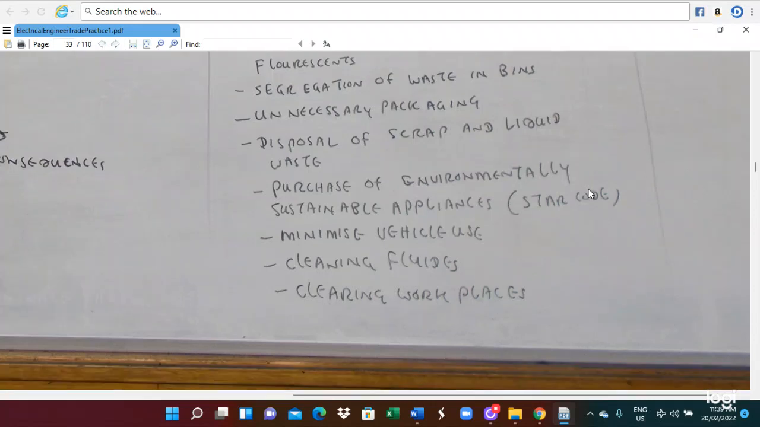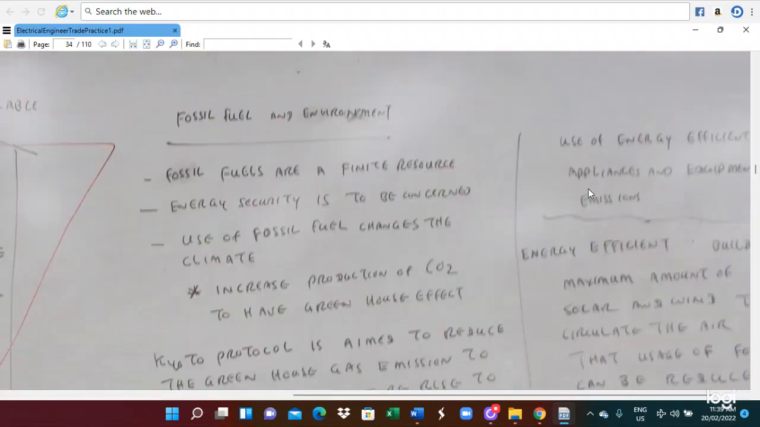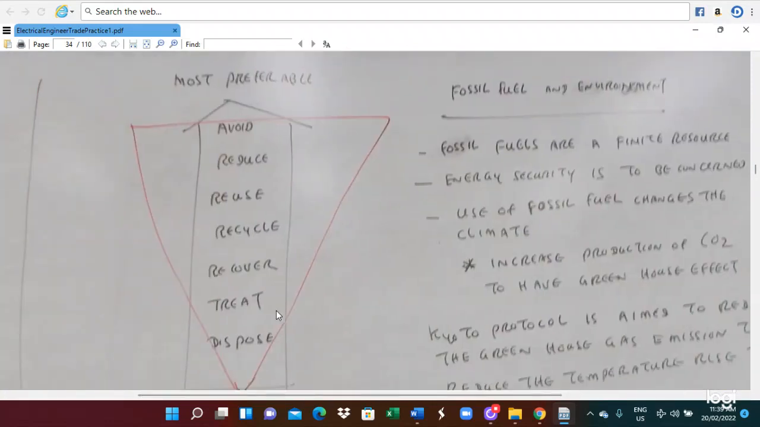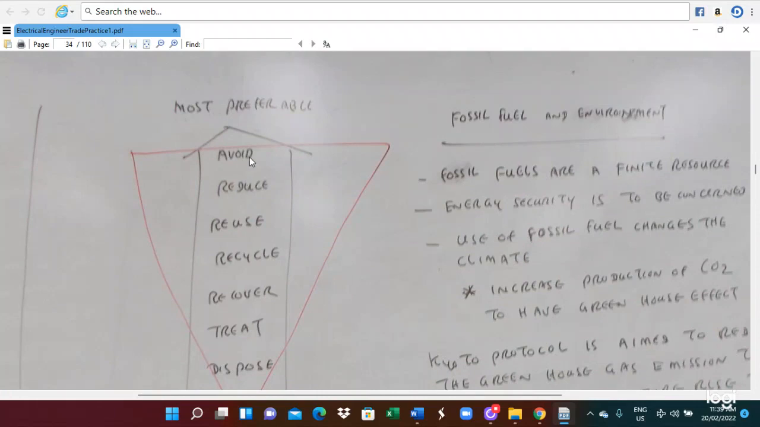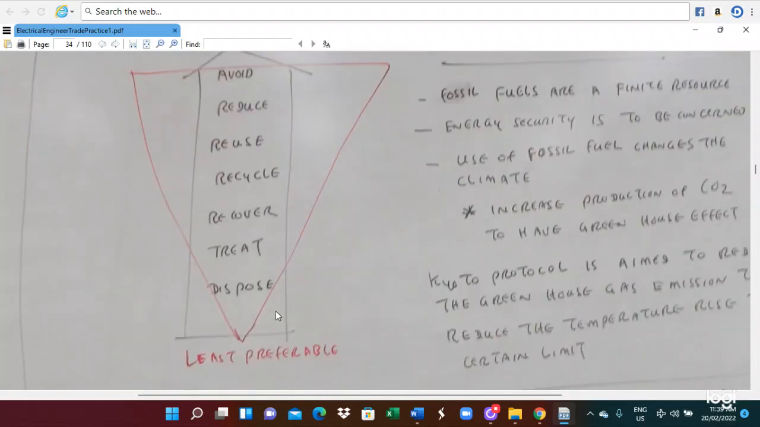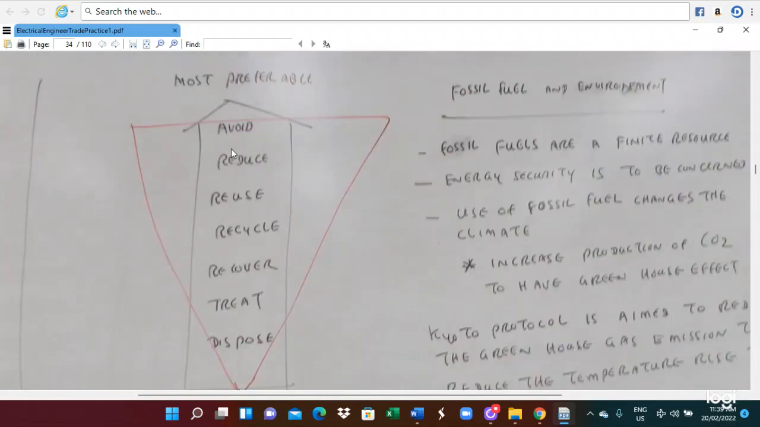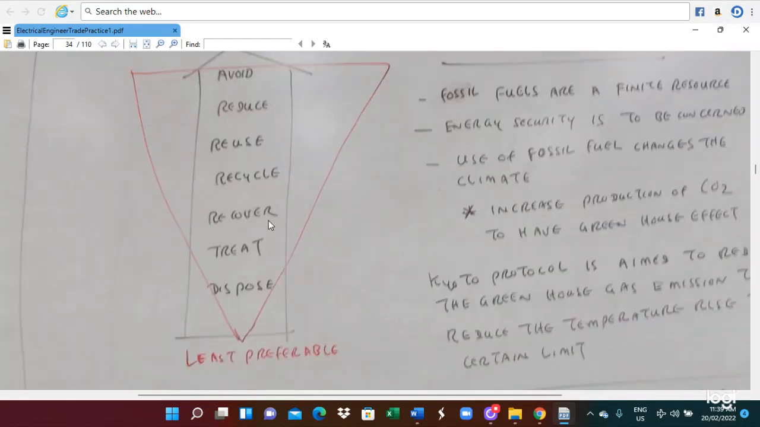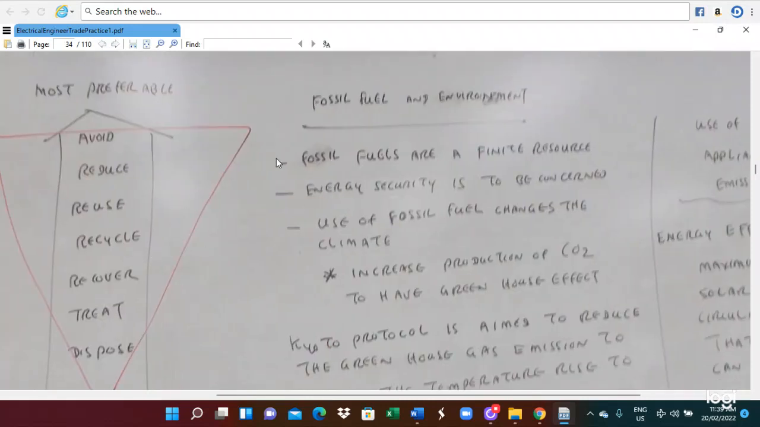Pollution control is the most preferable means that we have to apply, and also we have to reduce, reuse, recycle, recover, treat, and dispose. Those are the preferable steps. Now, fossil fuel and the environment.